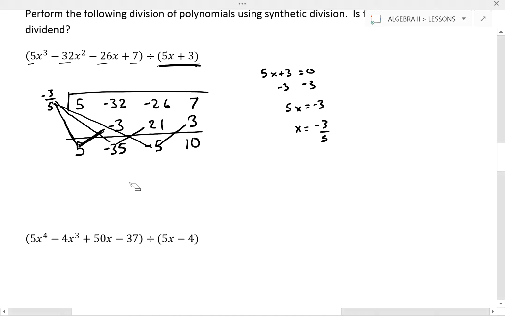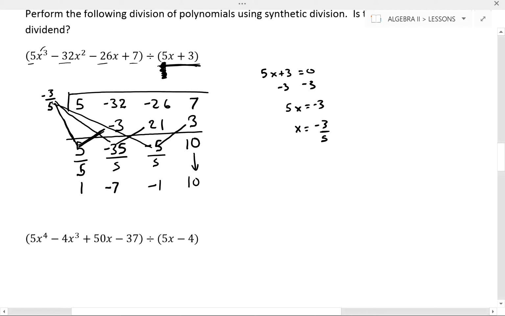Here's how our solution works out. The first thing we need to do is all of these terms, except the very last one, except for the 10, need to be divided by the coefficient in front of the x in the divisor. In this case, it's a 5. So 5 divided by 5 is a 1. Negative 35 divided by 5 is a negative 7. Negative 5 divided by 5 is a negative 1, and the 10 just drops down. That last one just drops down. That's actually going to be the remainder of your solution. So here's how it works.